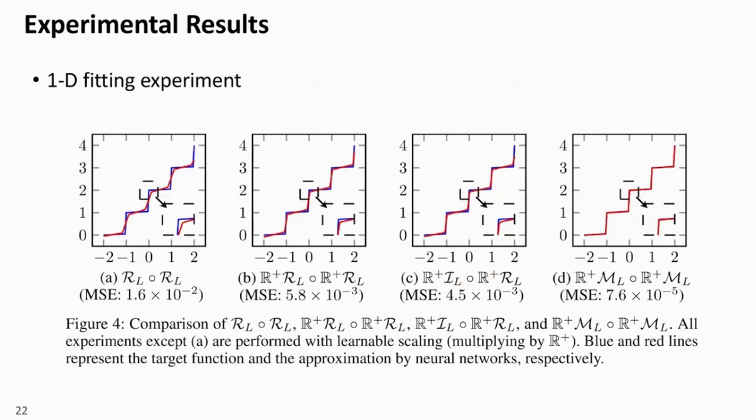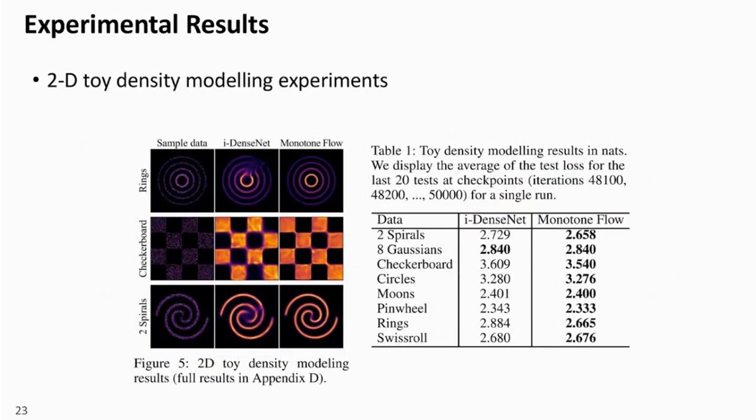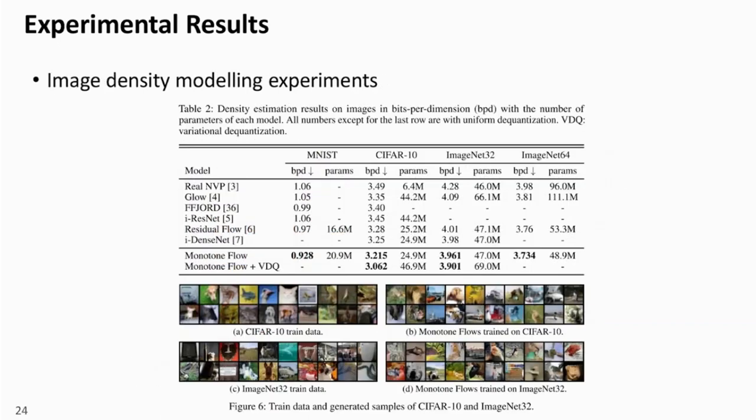For experiments, we first fit a staircase-shaped function that has a large Lipschitz constant. We can observe that M_L in D performs the best, while R_L in B and I_L in C perform comparably, in agreement with our theory. Second, we test our model on 2D toy datasets. Our model improves upon the baseline in all datasets. Finally, we evaluate our model on image density estimation. We achieve better bits per dimension values than comparable baselines.